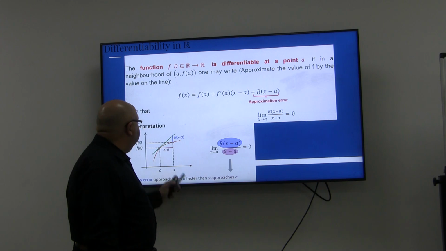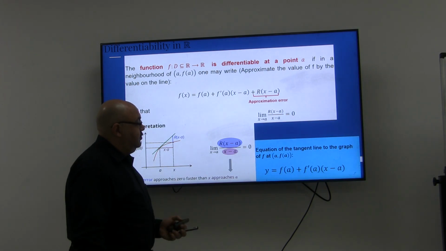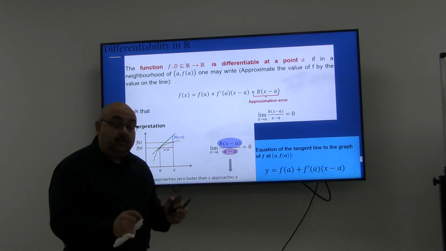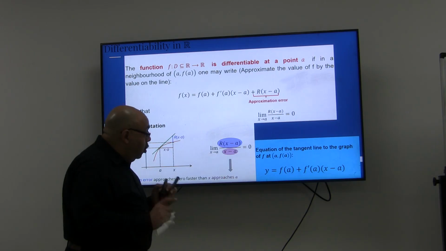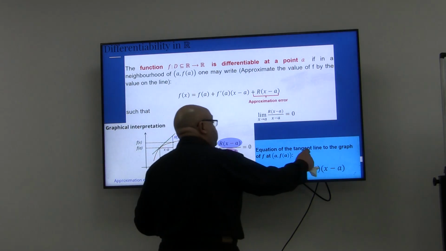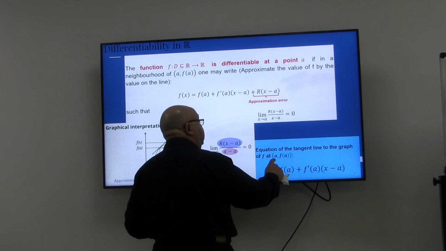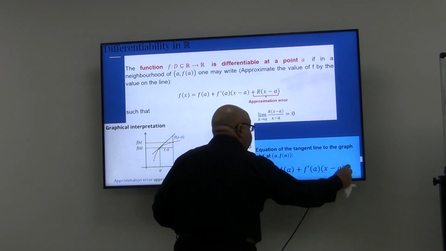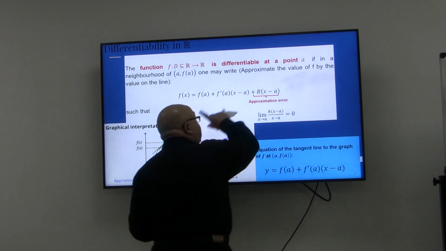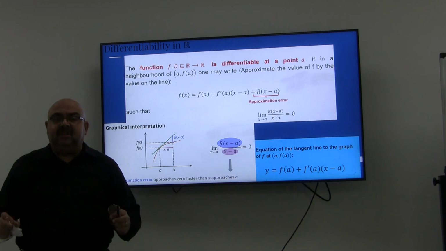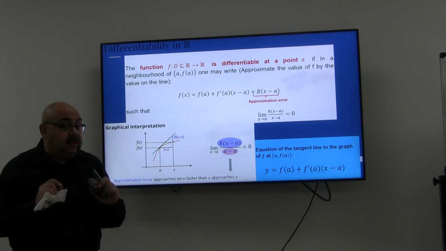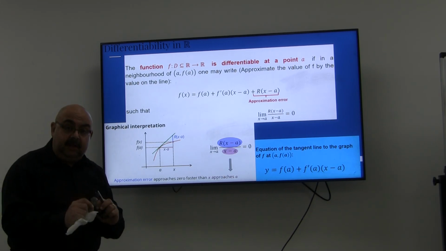And it's all coming from the previous slide, as I tried to outline in the previous session. Also, the equation of the tangent line to the graph at a and f of a will be taken from this equation. So actually, this slide summarizes everything. As I told you, still in the case of R into R.